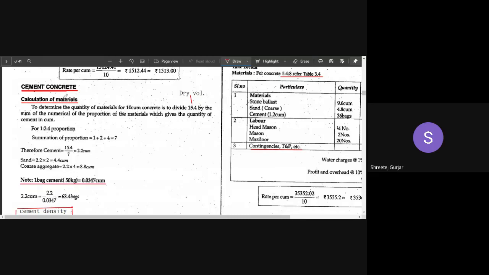But for calculation of materials now, we have assumed the quantity of concrete that we require for analysis as 10 cubic meters. Okay, 10 cubic meters we have considered. So moving on, this is the wet concrete. Okay, wet concrete. We are assuming that we require 10 cubic meters of wet concrete.